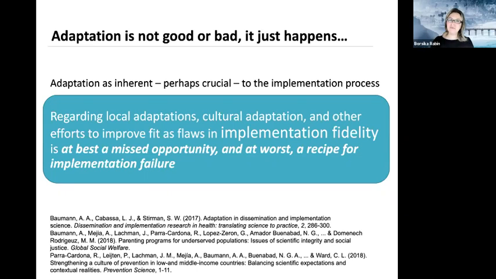And if we are not looking at the opportunity for adaptations, it might lead to a type 3 error of lack of implementation, which is perhaps one of the implementation failures, might be one of the worst ways that we can lose the effectiveness of our intervention.